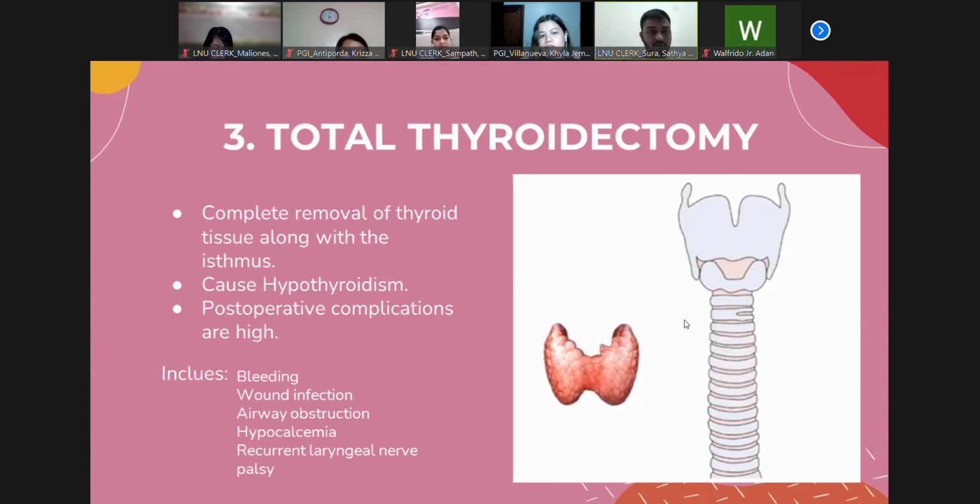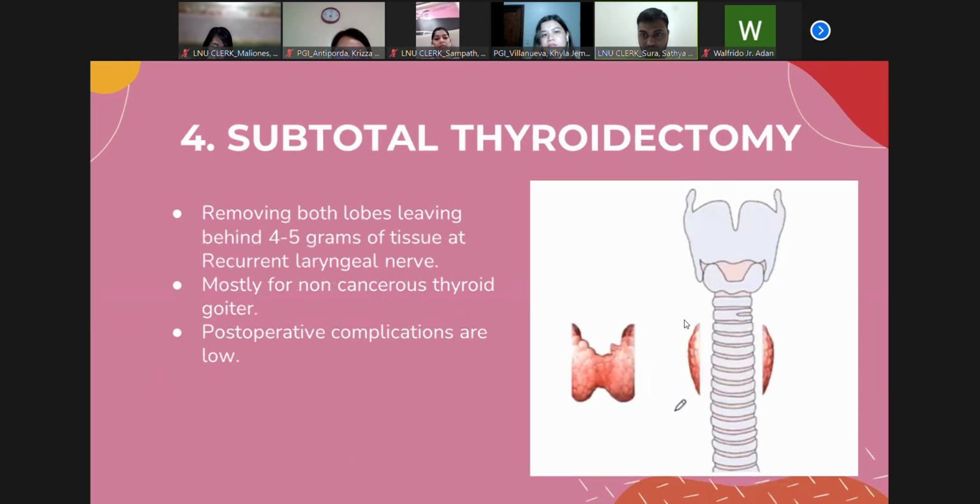The post-operative complications are very high in this procedure, which include bleeding and, most importantly, hypocalcemia, recurrent laryngeal nerve palsy, airway obstruction, and wound infection. Next slide.